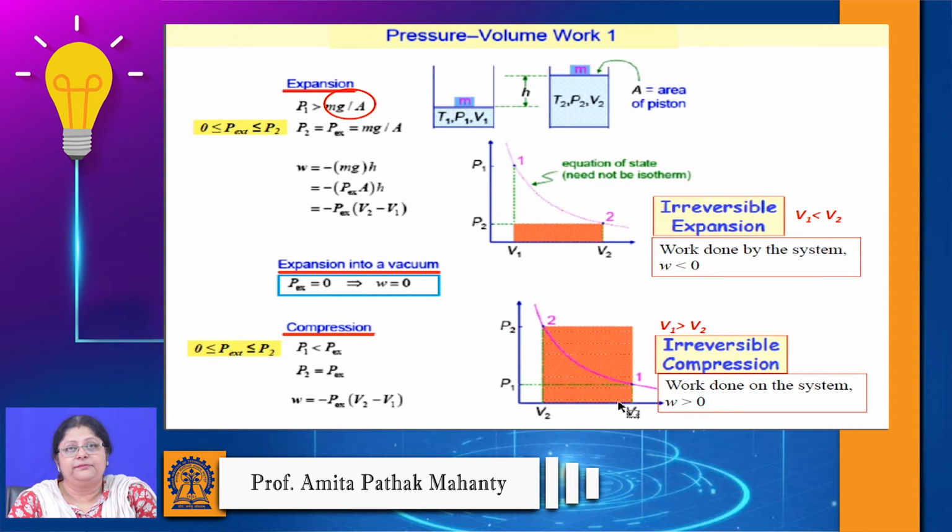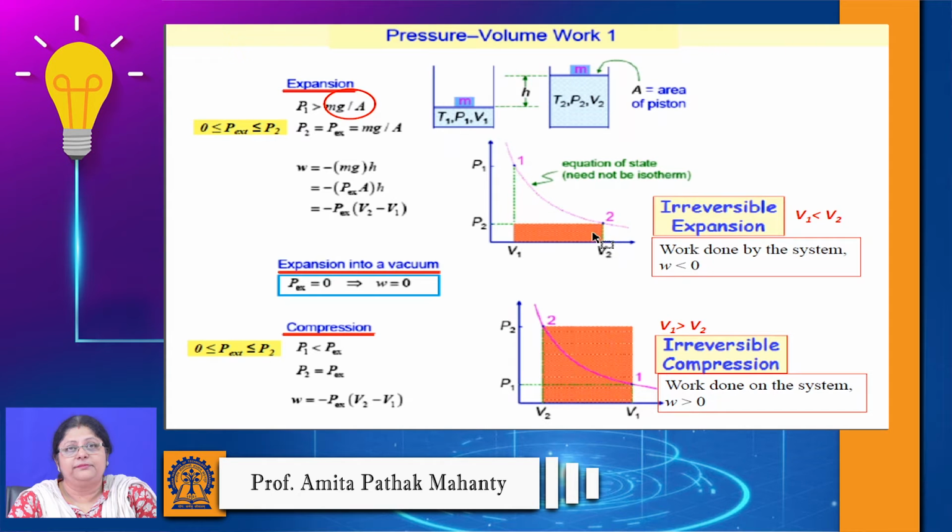Initially we had state 1 with a higher volume, and gradually you compress. Compression means the volume is going to decrease. So you move along a PV path and decrease the volume. And what happens after you reach the final pressure? This is the final pressure you reach, and corresponding to the volumes V2 and V1, this is the entire area which is the work done on the system.